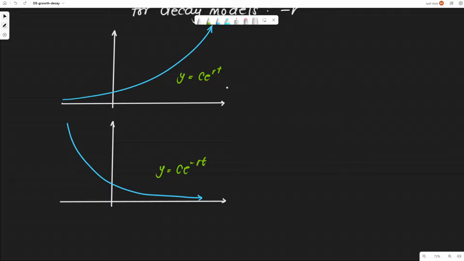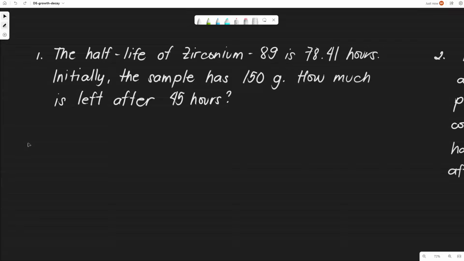The problem says: the half-life of zirconium 89 is 78.41 hours. Initially, the sample has 150 grams. How much is left after 45 hours? Other students are a bit confused about how to place the values, because obviously we already have our working formula, y is equal to Ce raised to rt. However, what is y, what is C, what is e, what is r, what is t? So we need to determine them based on the formula or based on the given.